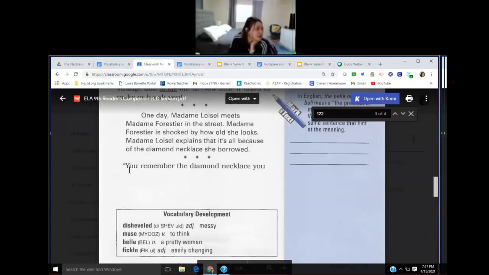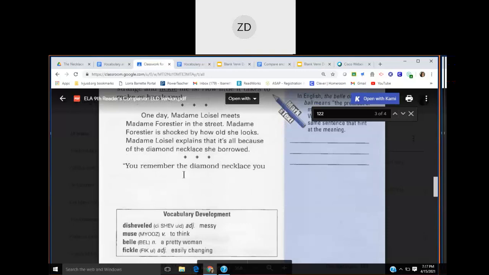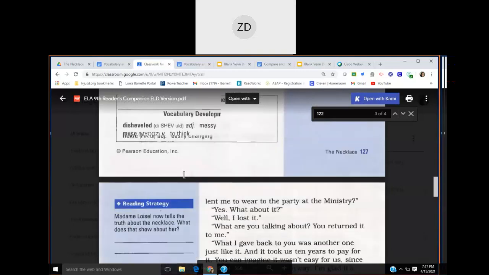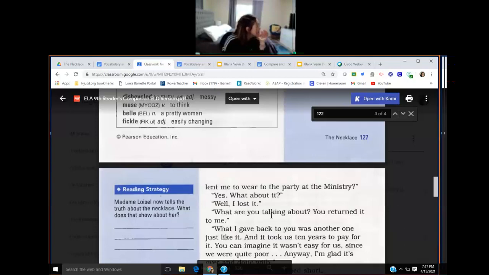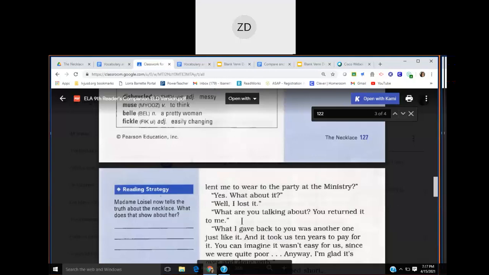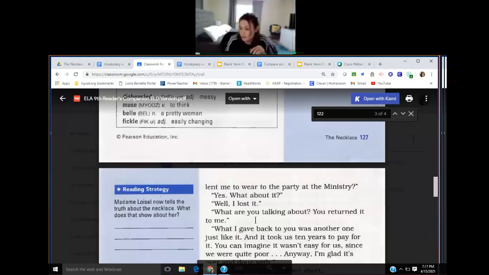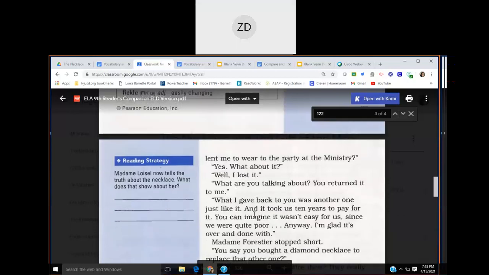You remember the diamond necklace you let me wear to the party at the ministry? Yes, what about it? Well, I lost it. What are you talking about? You returned it to me. What I gave back to you was another one, just like it. And it took us 10 years to pay for it. You can imagine that it wasn't easy for us, since we were quite poor. Anyway, I'm glad it's over and done with.